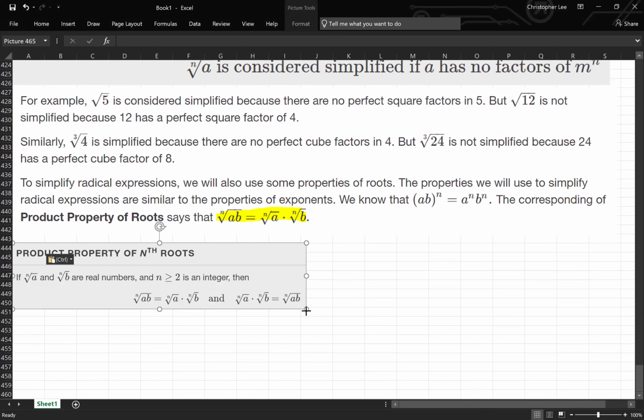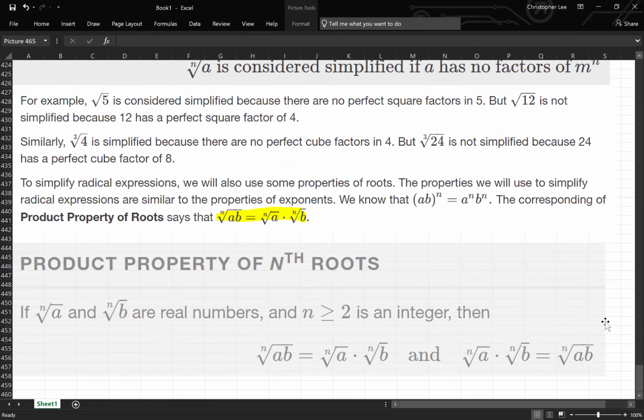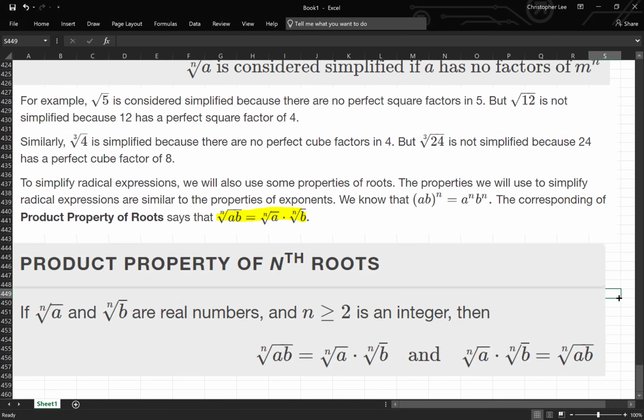All right. So we have the product property of nth roots. If the nth root of a and the nth root of b are real numbers and n is greater than or equal to 2 is an integer, then the nth root of a times b is equal to the nth root of a times the nth root of b. And the nth root of a times the nth root of b is equal to the nth root of a times b.